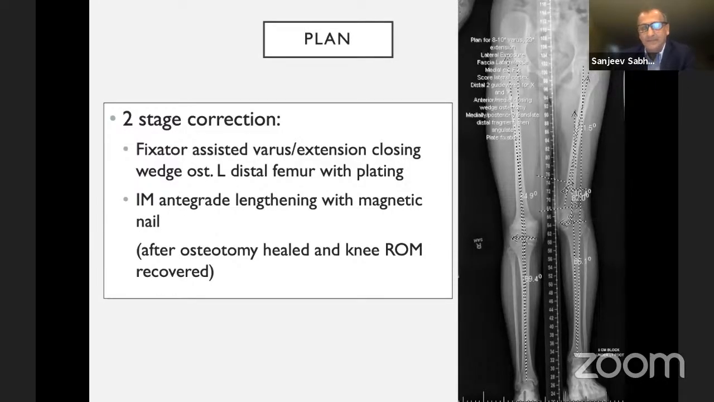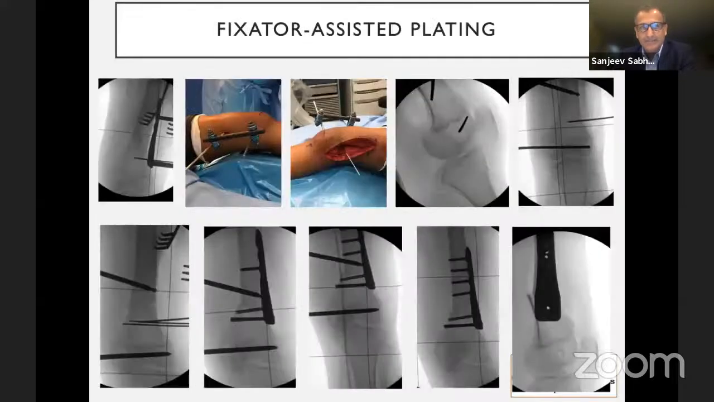We do a fixator-assisted varus extension, closing wedge osteotomy of the left distal femur first, and then do an antegrade nail. Again, there are so many different options to deal with it, but just to give you the whole spectrum of what is available, we did a fixator-assisted closing wedge osteotomy to get her out of the valgus, overcorrect into slight varus and hyperextension at the distal femur.